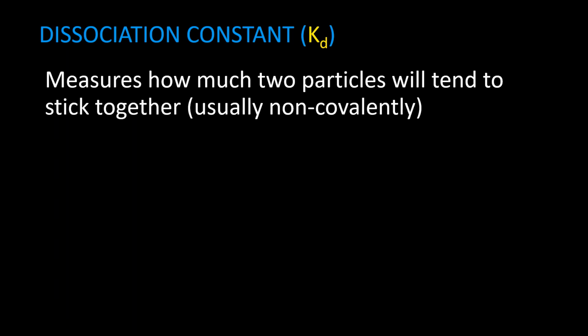Similar to chemical reactions, we also have a dissociation constant. So this is similar to the equilibrium constant, but this time it is the dissociation constant. And here we are not necessarily talking about chemical reactions, but we are talking about how much is the tendency for two particles to stick, usually non-covalently. So meaning to say it can be an ionic bond, it can be a hydrogen bond, it can be a van der Waals bond.